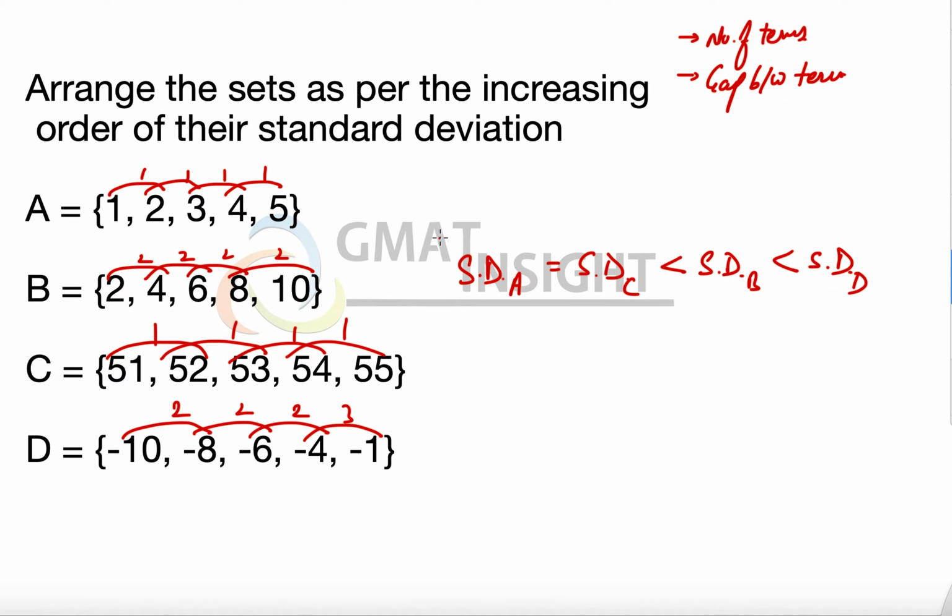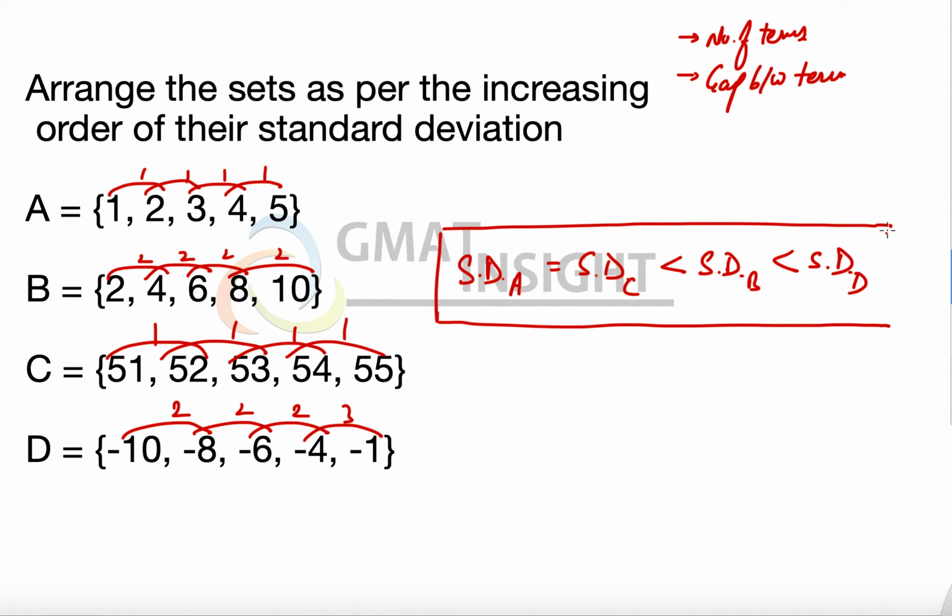So understand one basic fact, that even if the terms in a set are very small, that means they're negative, even then the standard deviation can be maximum, because it's simply the reflection of the number of terms and the gaps between the terms. So this is how we compare the standard deviation of the sets. Usually the questions that have been encountered in GMAT are the ones in which we have to compare the standard deviation of the set of equal terms.